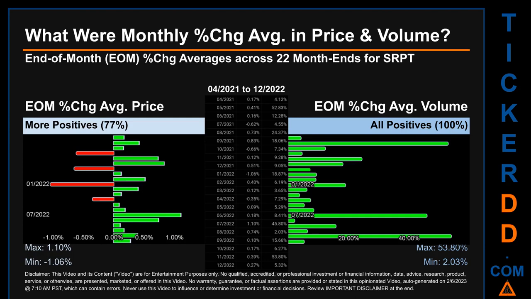Price saw an end-of-month max of 1.10% in average percentage change along with a minimum of minus 1.06%. For volume, the maximum and the minimum monthly percentage change were respectively 53.80% and 2.03%.